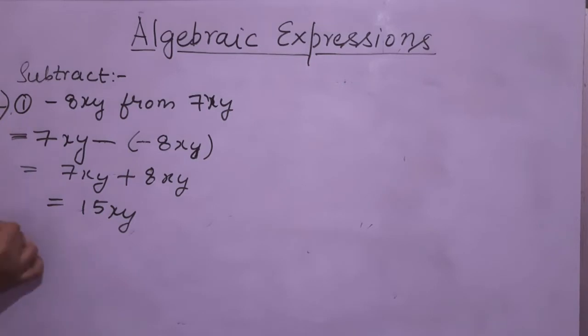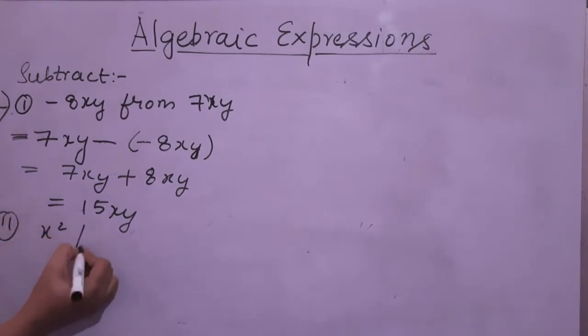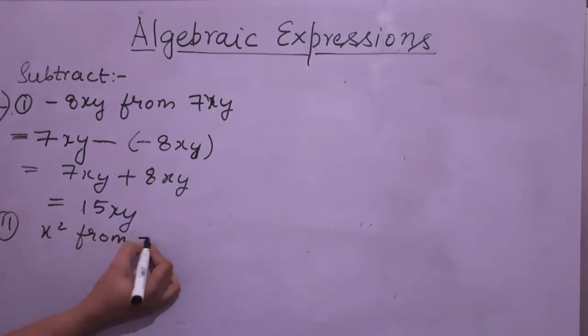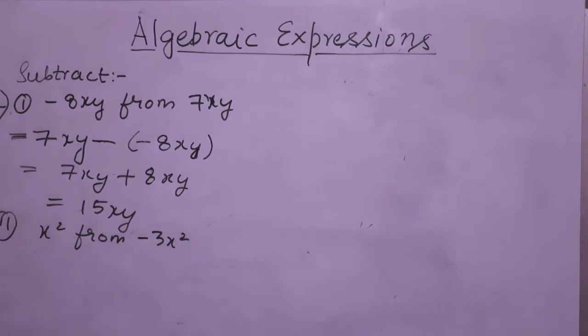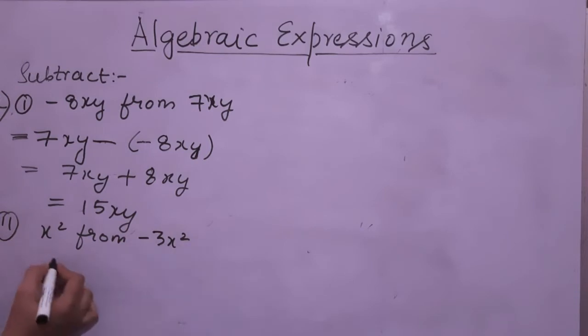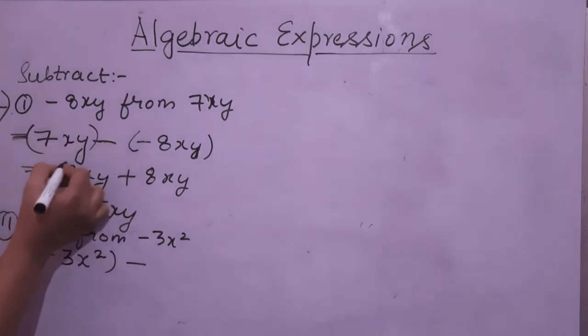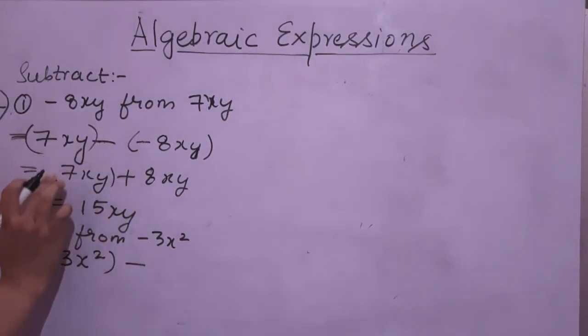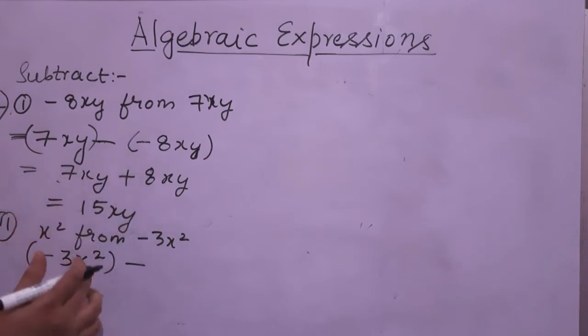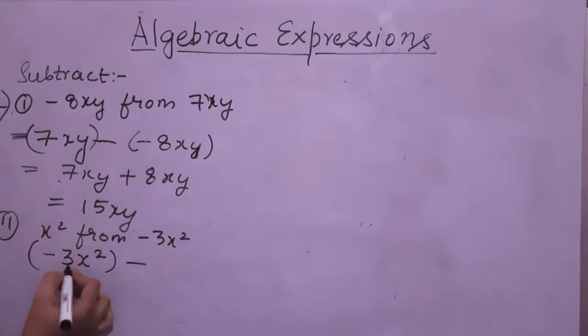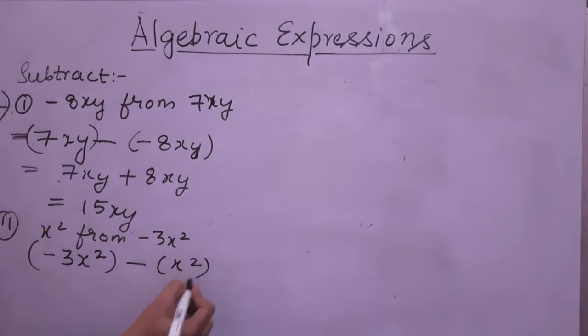Now let me solve the second option for you. x square from minus 3x square. Okay students, x square from minus 3x square. So the term written after from is going to come first. So minus 3x square, within the bracket minus, placing both the algebraic terms in the bracket. It will be easier for you to understand. Okay, minus 3x square minus x square.